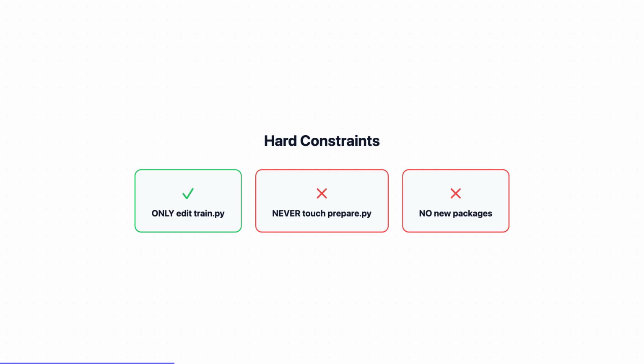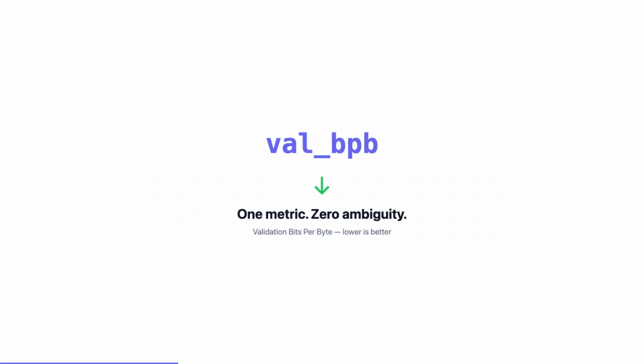Next, the rules section. Notice how explicit everything is. The goal is stated in one sentence. Achieve the lowest validation bits per byte loss. Not improve the model, that's vague. Not make it better, that's a different objective. One specific metric, one number, lower is better, zero ambiguity about what success looks like.